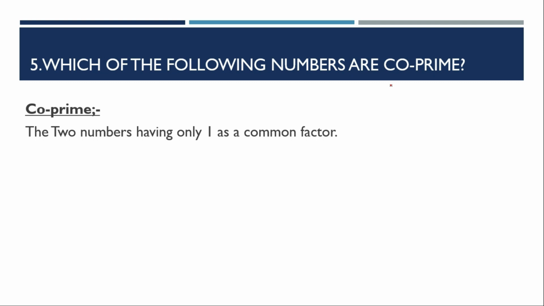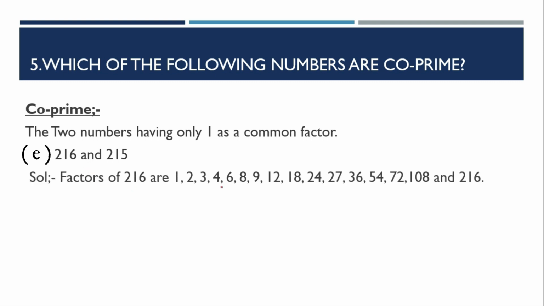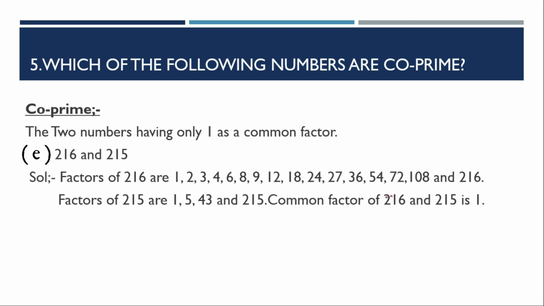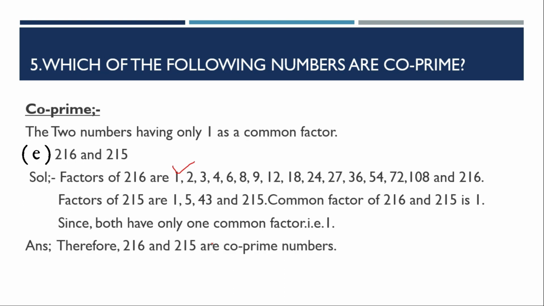So here 216 and 215. You know how to find the factors? So in the usual way you can find it. So factors of 216 are, these are the numbers. Then factors of 215 is this one. And here the common factor is only 1. Okay. Since both have only one common factor, that is 1, we can say these two numbers are co-prime numbers. Next.